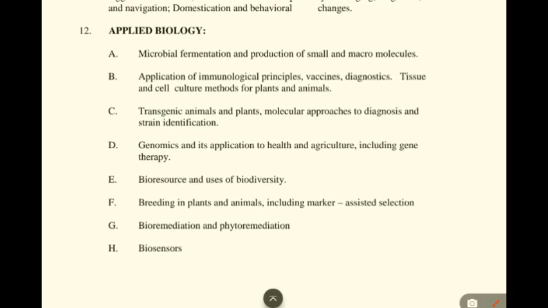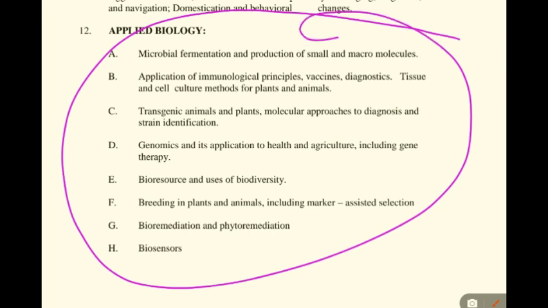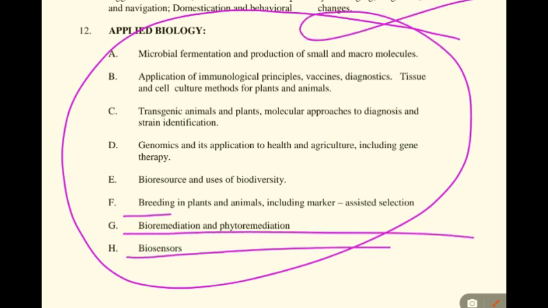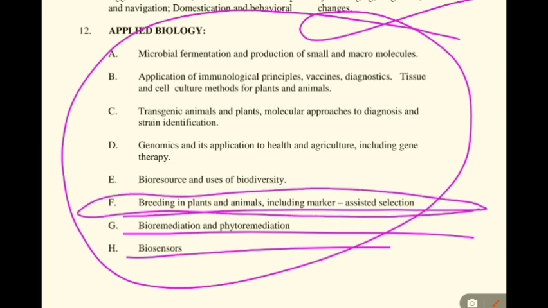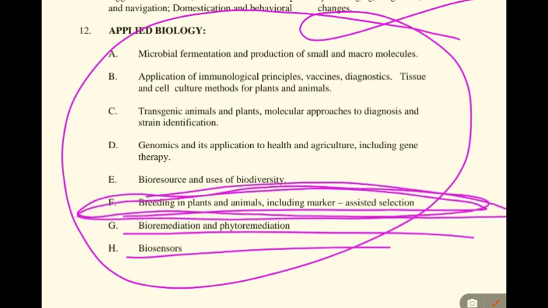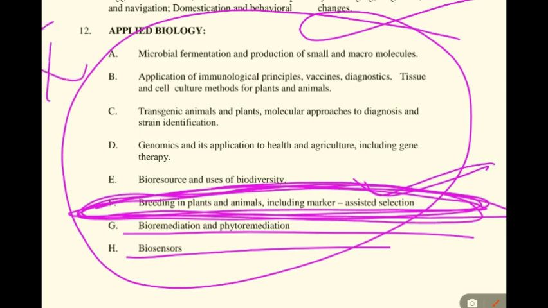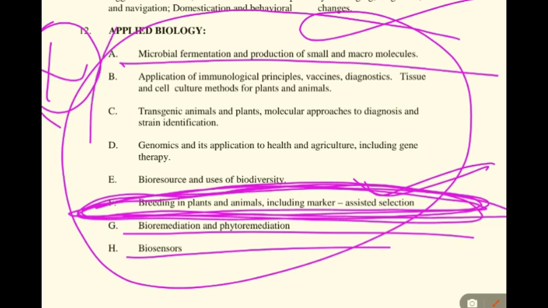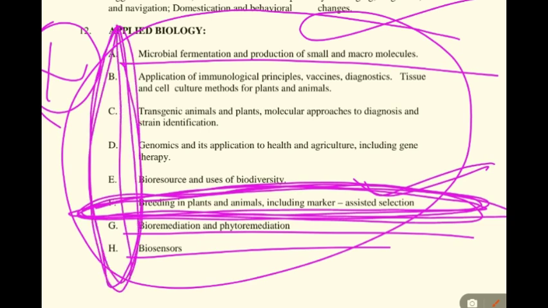Next about applied biology, we will be dealing with industry-based things about biosensors, bioremediation, breeding of plants including MAS, that is marker assisted selection. This is very important for any person from life science to know. This is a bit practical in nature. Pointers can come from each thing on basic criteria. So it's better to be strong in all these.